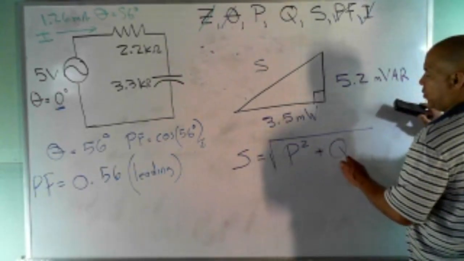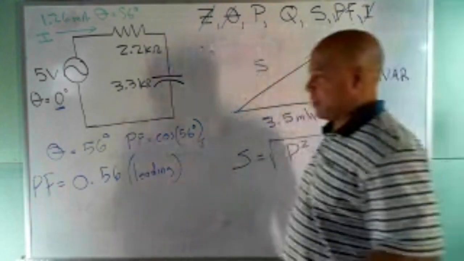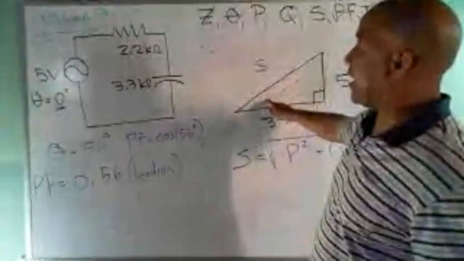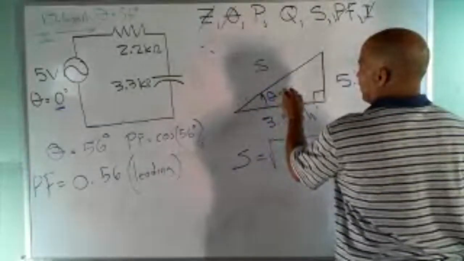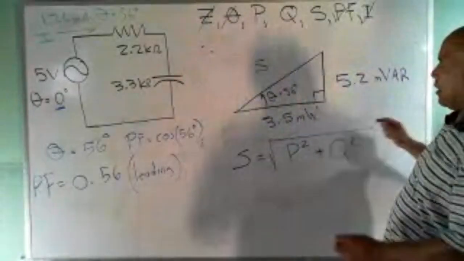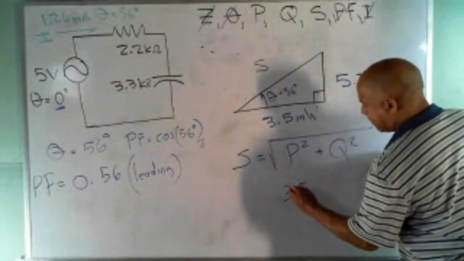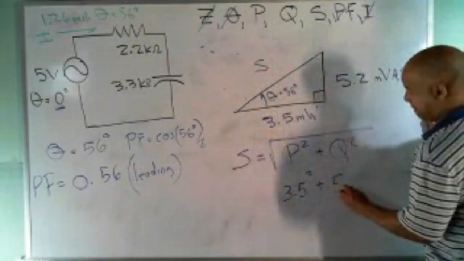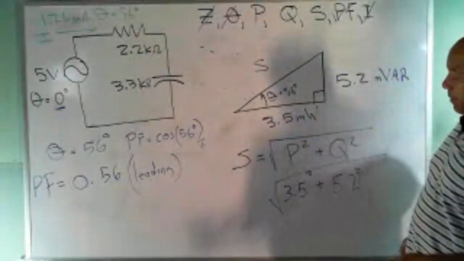So that's how we find the apparent power. And we've already found this angle right here. It's the same as the impedance angle. It's just 56 degrees. So we get that as a gift. So we know that theta there is 56, same as the impedance angle. So let's do this now. We'll do 3.5 squared plus 5.2 squared, square rooted. And since these are in milli, our answer is going to be in milli VA.